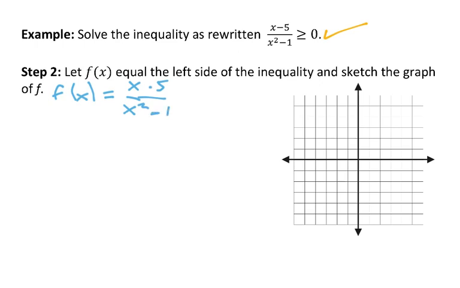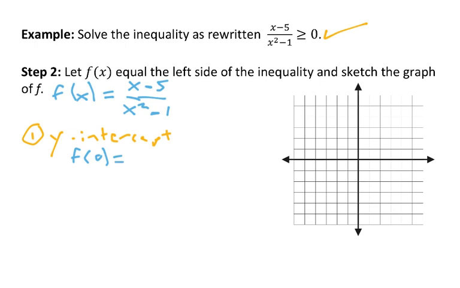Now, I have a couple other videos on my channel that talk about how to graph rational functions. I am going to recommend that you take a look at those if you've never seen graphing rational functions before. I'm going to do this kind of fast. So when we graph rational functions, the best thing to do is to look for, first of all, the y-intercept, which is found by letting x equal 0.